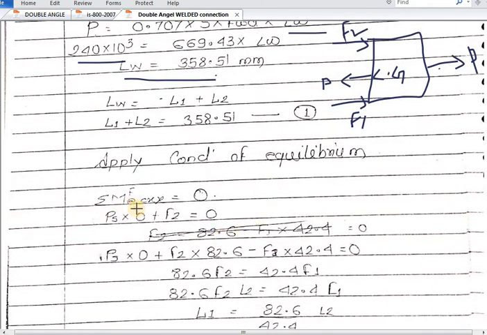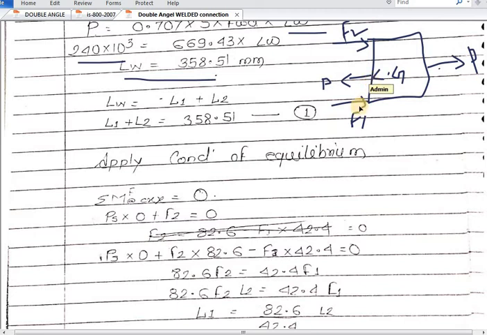The moment of all forces about Cg is equal to 0. Applying the conditions of equilibrium, the summation of all moments of all forces about Cg equals 0, at the point where the load has been taken care of. So Ps is the load, Ps into 0, plus what are the different forces? F1 to be rotated about the Cg and F2 to be taken moment about the Cg.